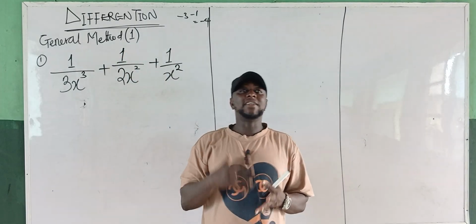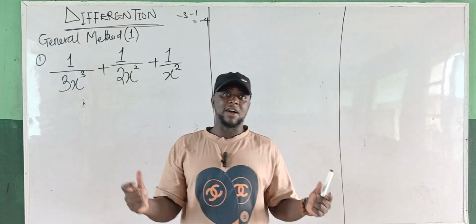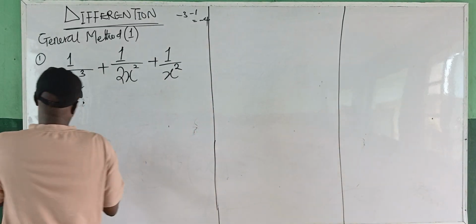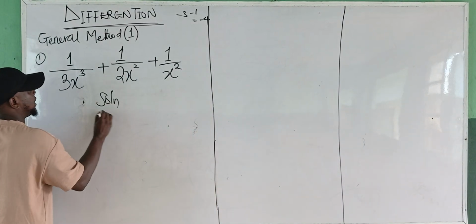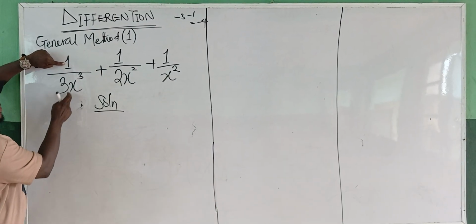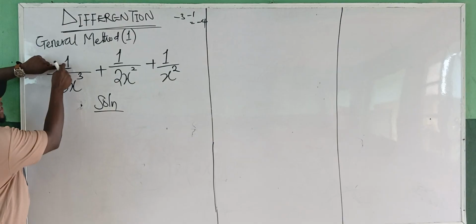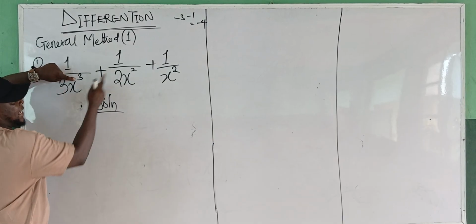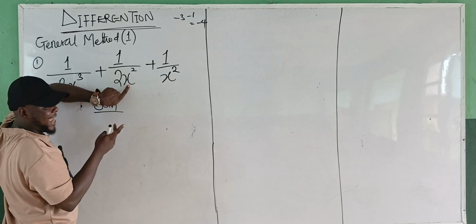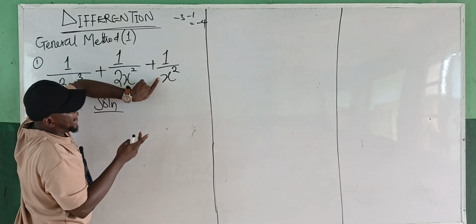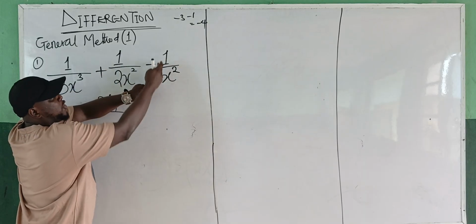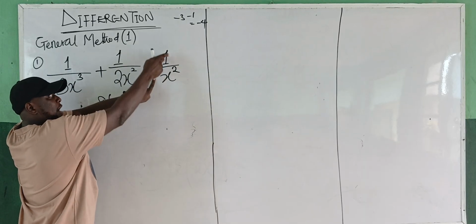With us, we are solving differentiation involving the general method, which is the first method in solving differentiation. So how do we go about this? Note this. In this case, the 1 on top of this 3x raised to the power of 3 is affecting both the 3 and the x. 1 over 2x raised to the power of 2: the 1 is affecting this 2, and it is also affecting the x. There is no visible number here, so we just have 1 over 1. So this 1 is affecting the 1 and also the x.